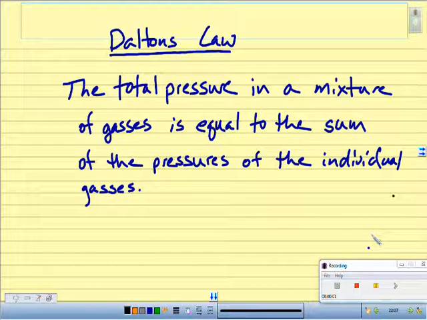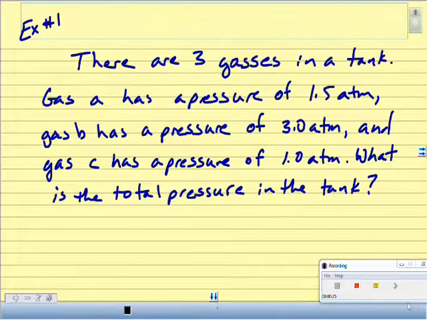Dalton's law of partial pressure states that the total pressure in a mixture of gases is equal to the sum of the pressure of the individual gases, which means that if you have a mixture of gases and you need the total pressure, if you know the individual parts, you simply add them up and that gives you the total. There are basically four types of problems that you encounter with Dalton's law.